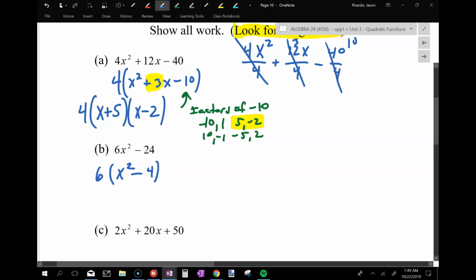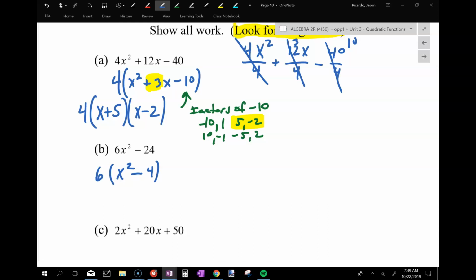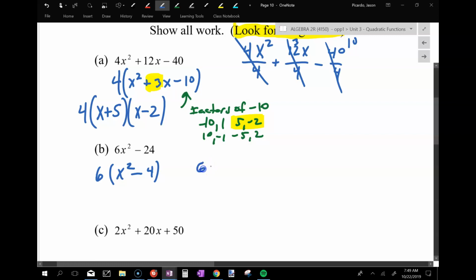What's in the parentheses? How many terms? 2 terms. What are those terms doing? Subtracting. And what do you notice about those terms? They're all perfect squares. So this is a what? This is a GCF followed by a difference of perfect squares, right?